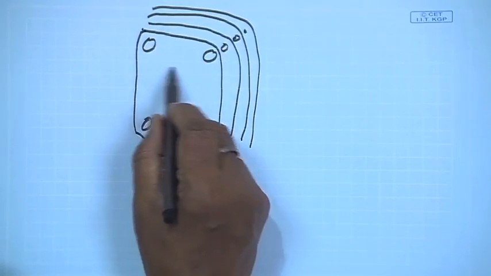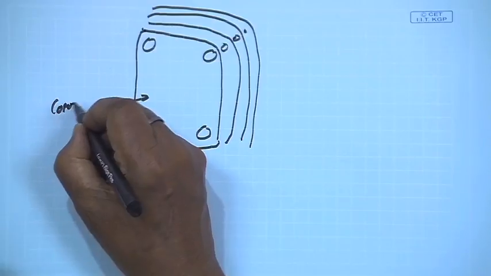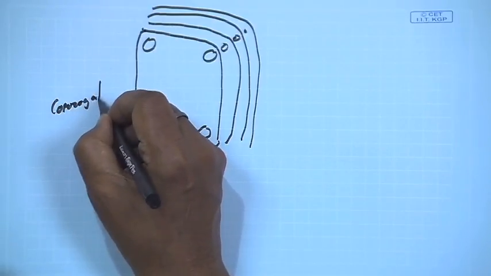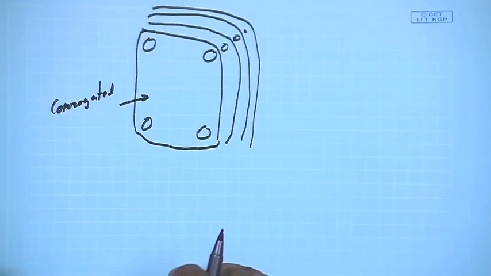Now this surface is corrugated. Why is it corrugated? If you make the surface corrugated, then what will happen? The surface area will increase. We know the rate of mass transfer depends on the surface area. More surface area, more mass transfer. Now what do you do?